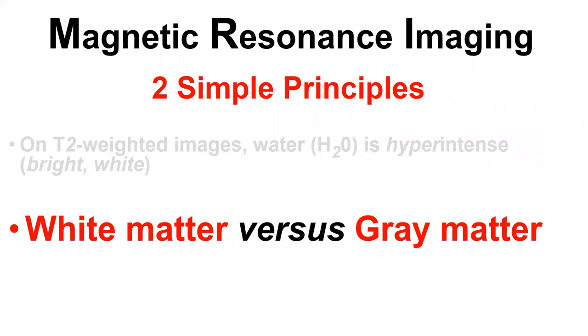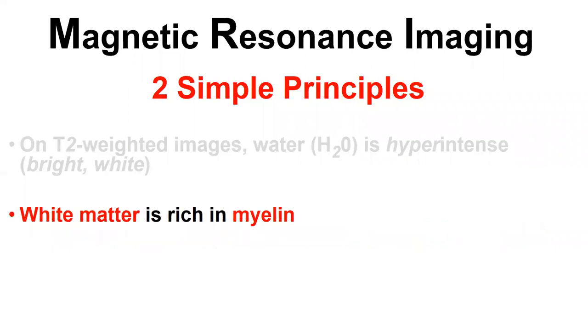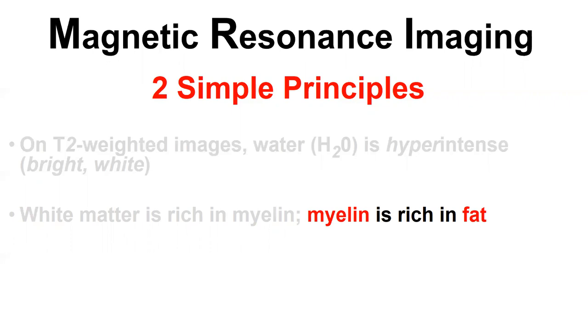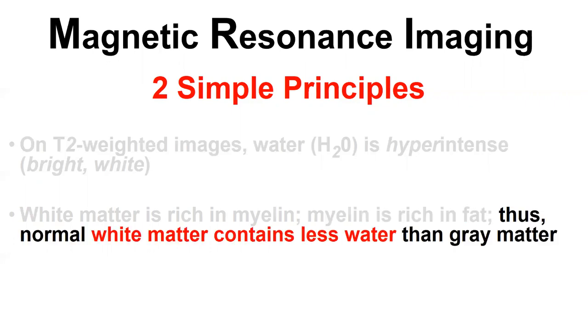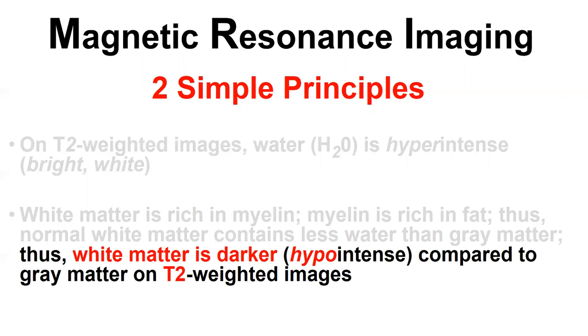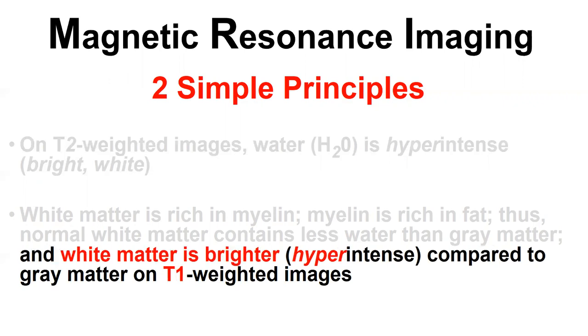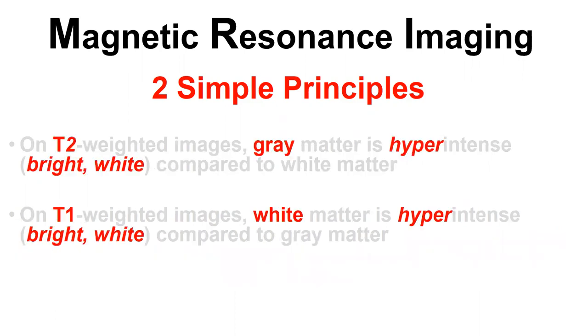Second principle, for this one, let's compare white matter with gray matter. White matter is white because it's rich in myelin. Myelin is a lipid bilayer, cell membrane. It's rich in fat. So essentially, white matter is mostly fat. Therefore, normal white matter has less water, being fat, than gray matter. Therefore, white matter will be darker or hypointense compared to gray matter on T2 weighted images. And therefore, white matter will be brighter or hyperintense compared to gray matter on T1 weighted images, because T1 and T2 are essentially opposites with respect to water content.